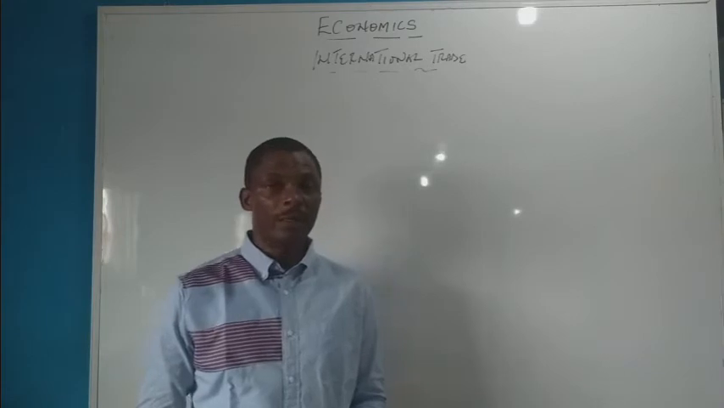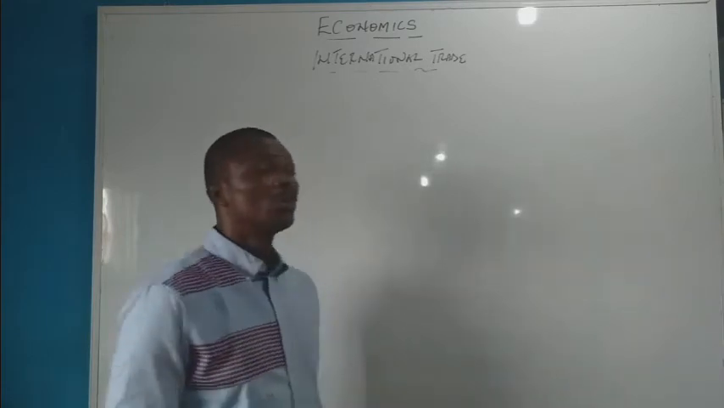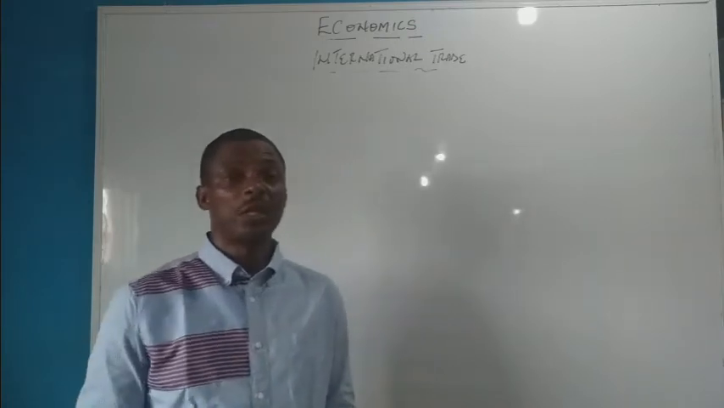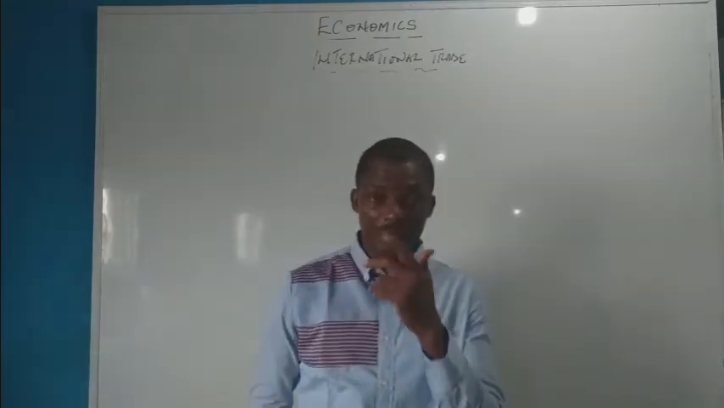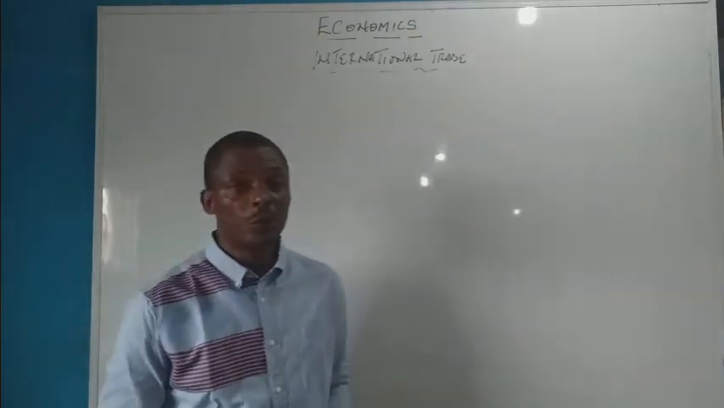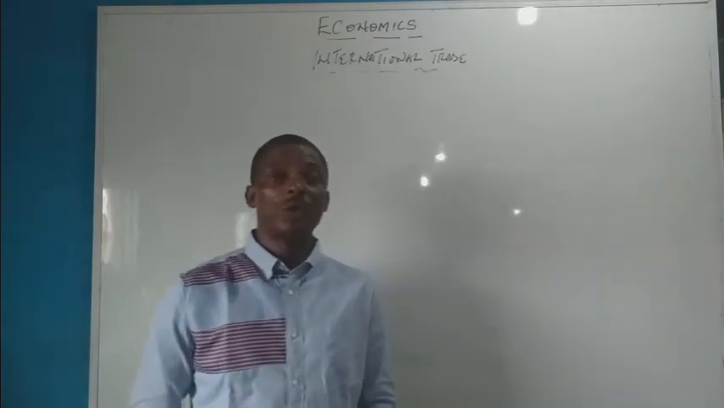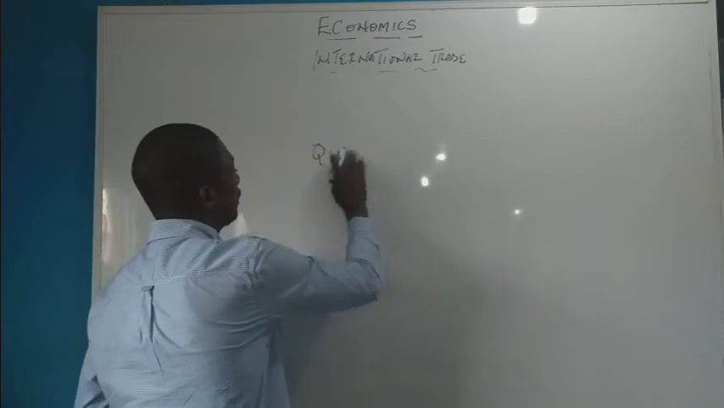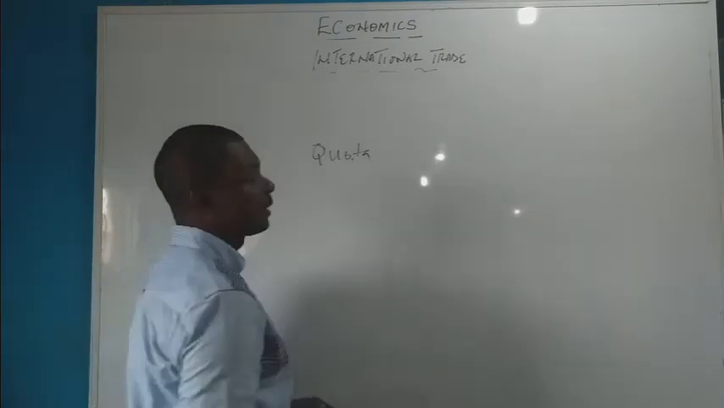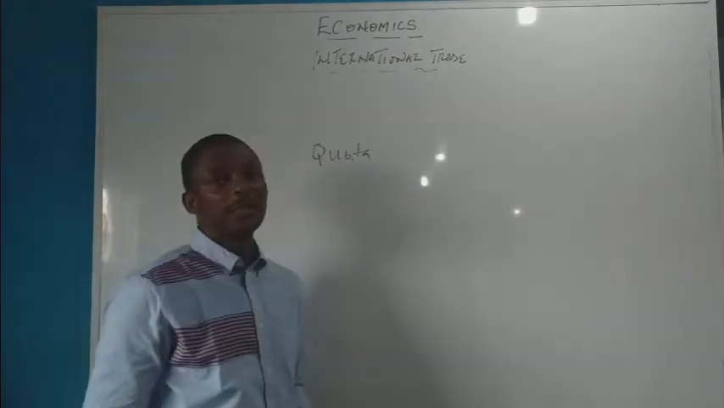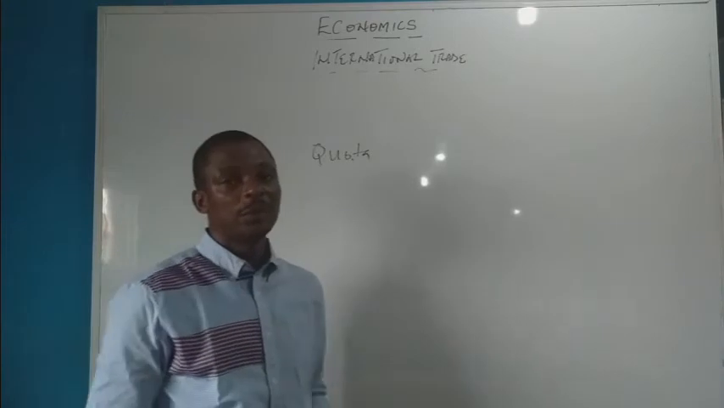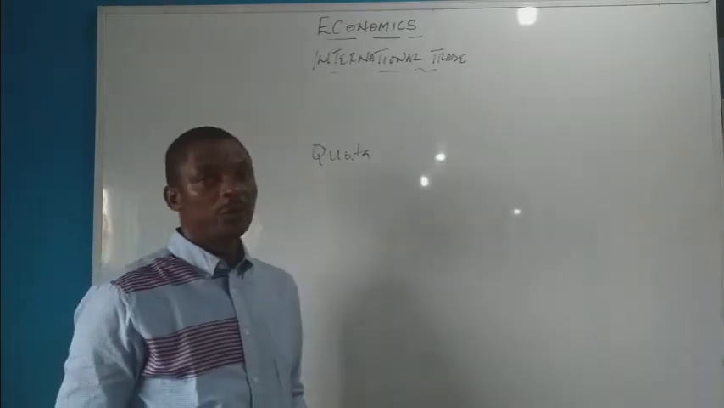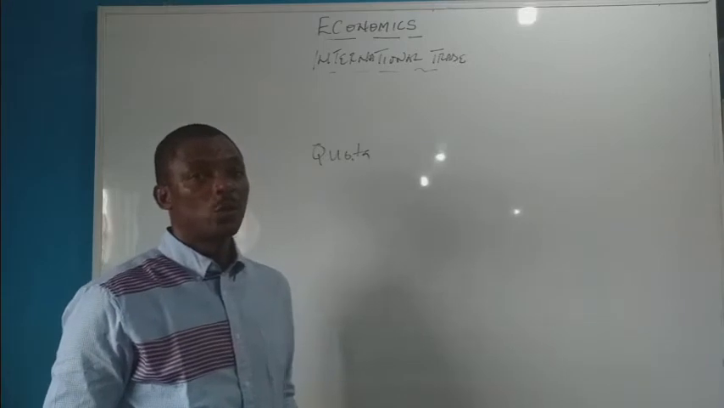Is that clear? Now, there are some basic terms that you need to know in international trade. So let me just give you those things so that you don't get lost while we are discussing. Now, there's what we call quotas. What is quota? Quota is the maximum amount of commodity that is allowed to be imported or exported at a particular period. You refer to that as a quota.